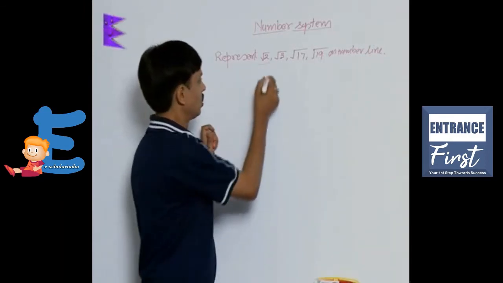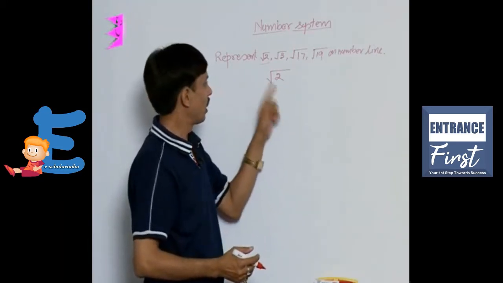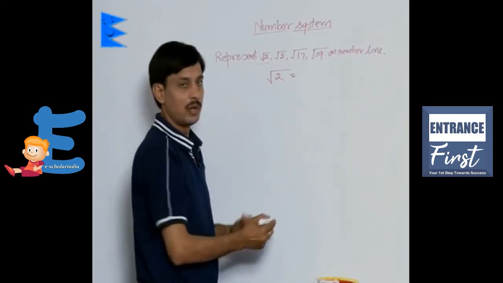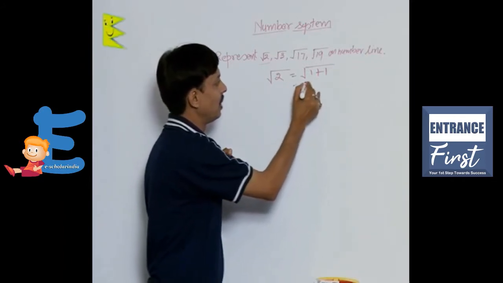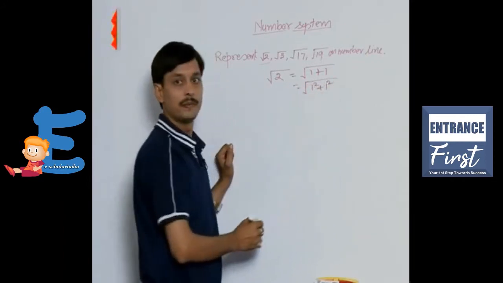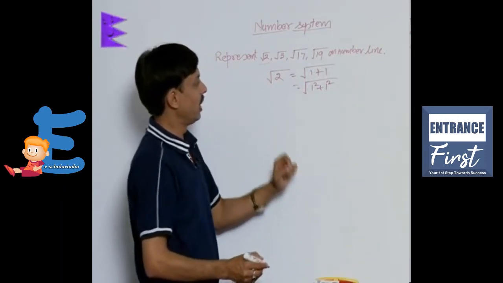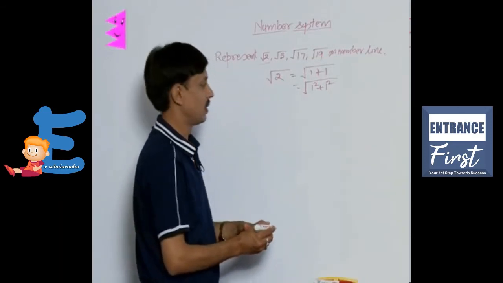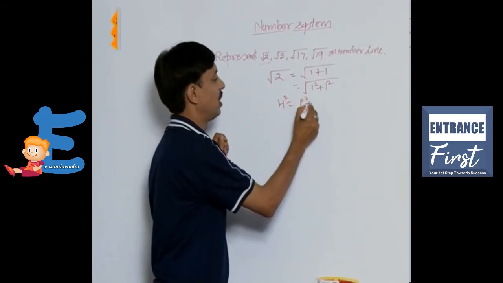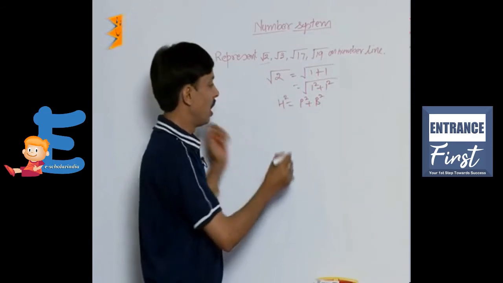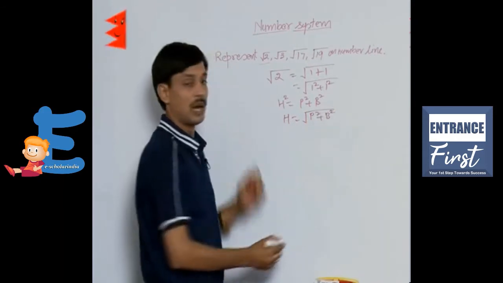First is root 2. I have used the word Pythagoras theorem. How can I say what root 2 is? Root 2 can be written as 1 plus 1, or root 2 can be written as 1 square plus 1 square. Still root 2 is the same; it has the same value. The question is, what help do we want to take from here? We know that hypotenuse square is equal to perpendicular square plus base square. Meaning, hypotenuse is equal to root of perpendicular square plus base square.